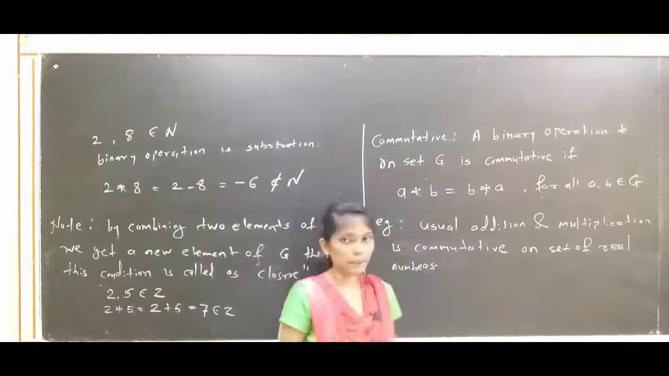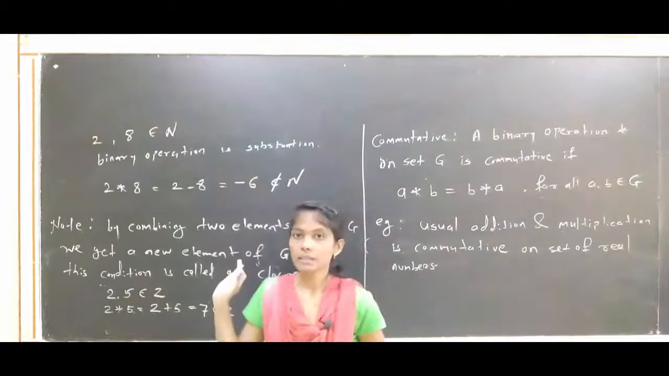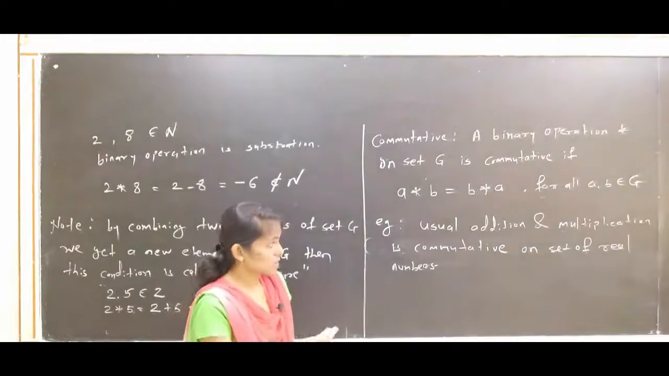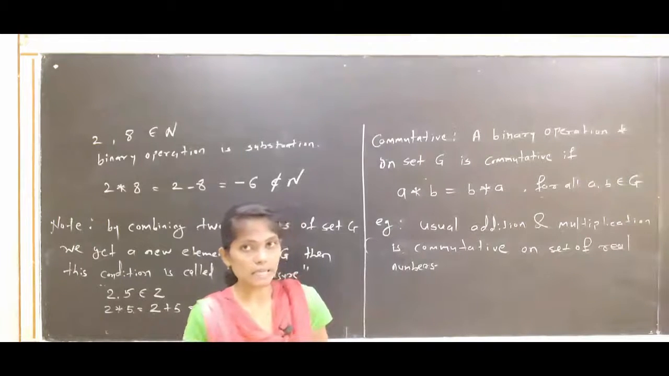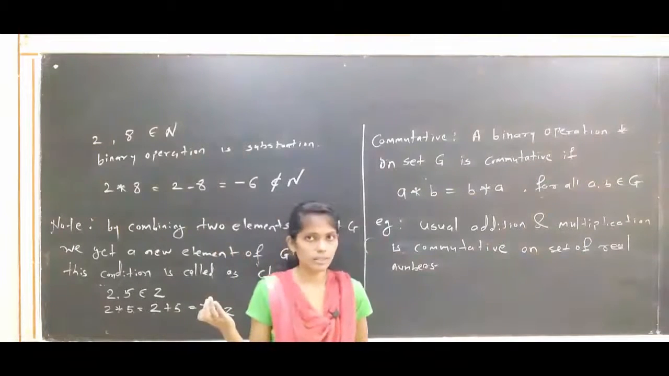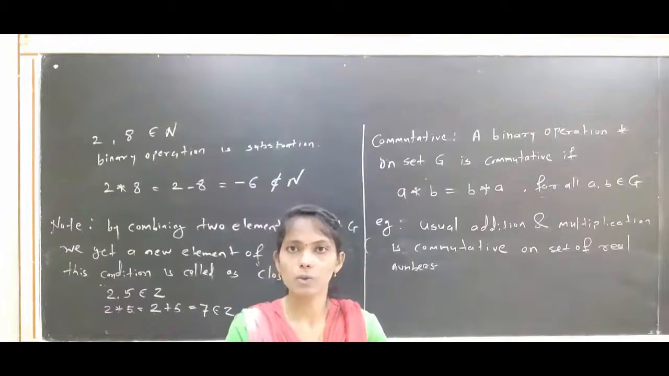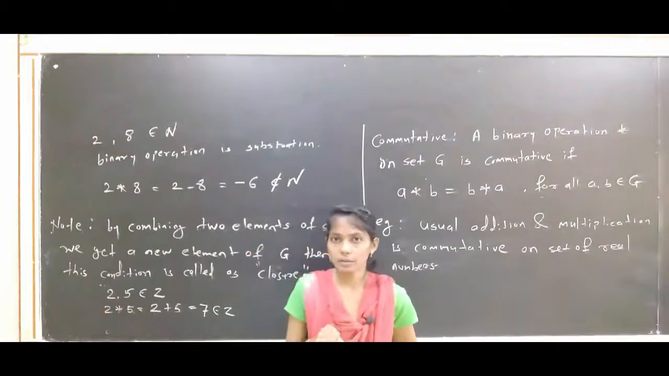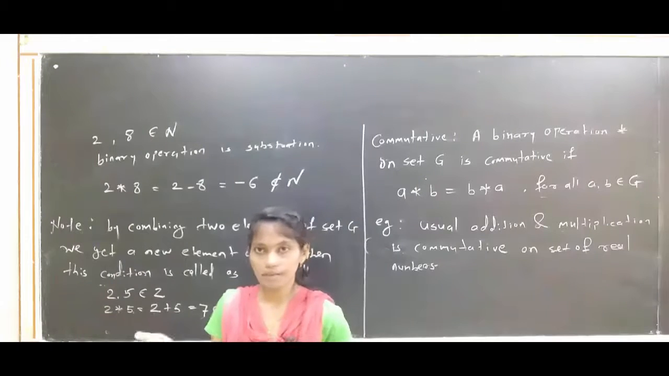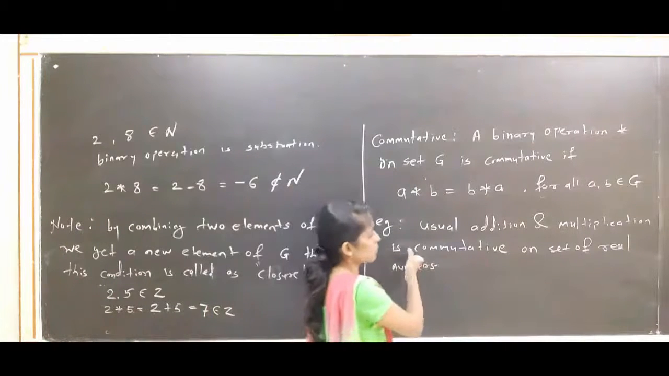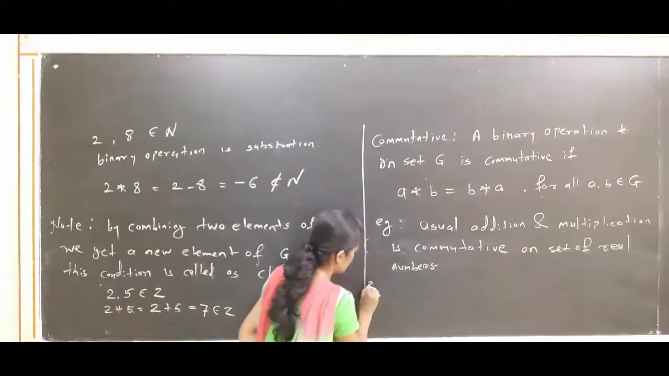If we consider any two real numbers and apply the binary operation addition as well as multiplication, then we get again a real number. For example, if we consider 2 and 3, so 2 into 3 again we get 6, and 3 into 2 again 6. Similarly, if we consider addition, 2 plus 3 is 5, 3 plus 2 is again 5. So we get the commutativity. Okay. Now we see the next example.